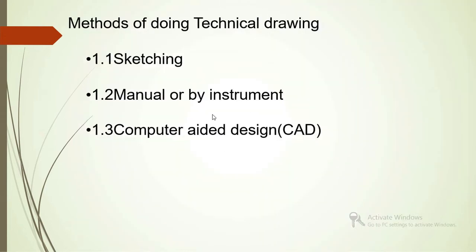Now let us go to the third topic, called methods of doing technical drawing. There are three methods of doing technical drawing. One is sketching, second is manual or by instrument, and third is computer-aided design, CAD. I will explain with examples the advantages and disadvantages of each method of doing technical drawings. Let us go to the first method, that is sketching.